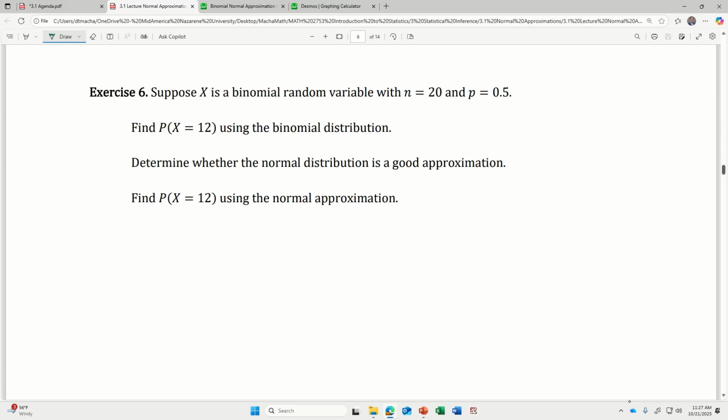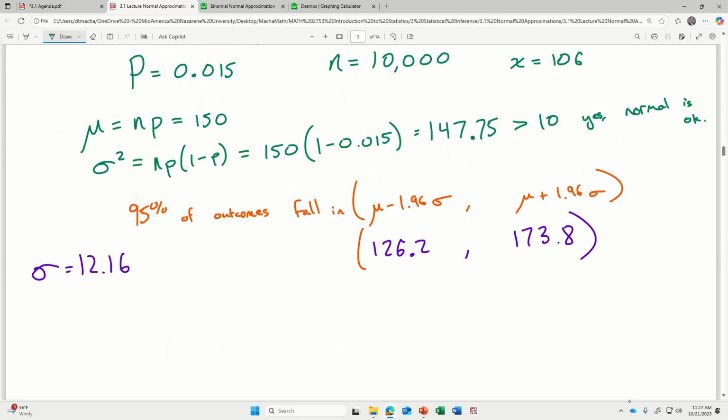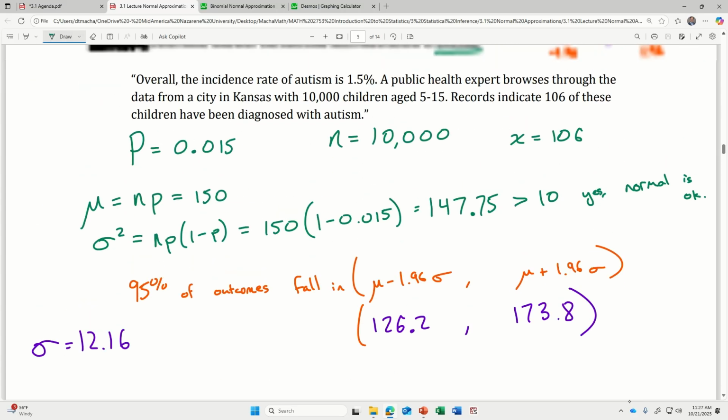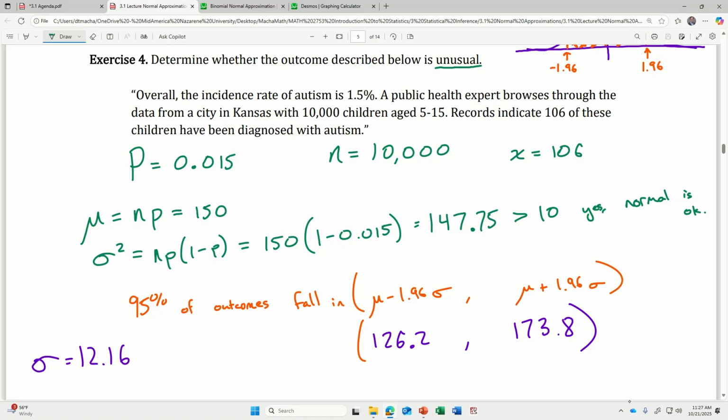You know, it would be equally unusual if you had too many diagnoses, right? Like if you had 180 diagnoses, that's also unusual. So then how would you write the answer? How do I write your final answer? I would say, determine whether the outcome is described as unusual. I would say yes. This is unusual. Unusual. Because 106 is not in this interval.